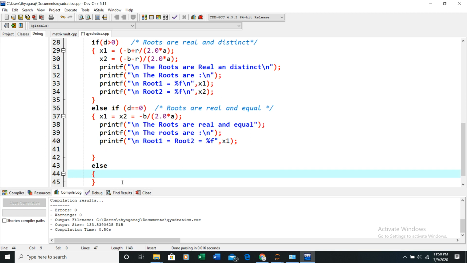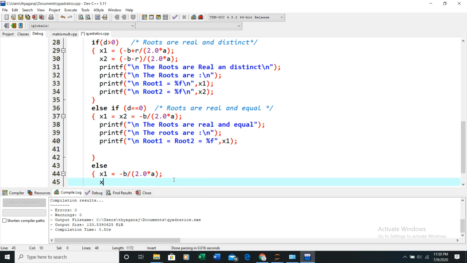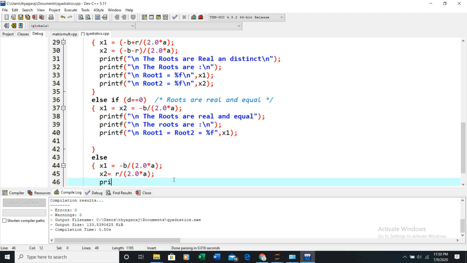else block. In the else block, x1 equal to minus b by 2.0 star a. Then x2 equal to r divided by 2.0 star a. Then you end with a semicolon, then printf slash n, the roots are imaginary.